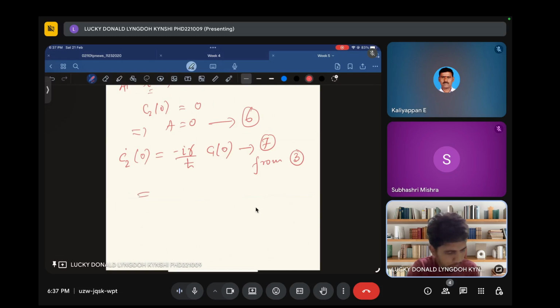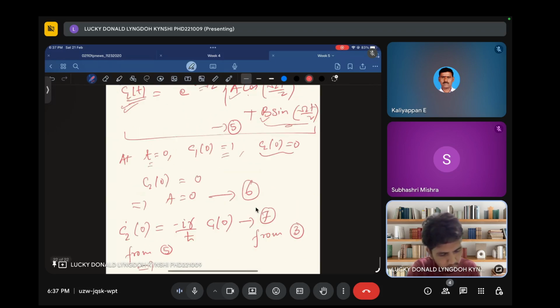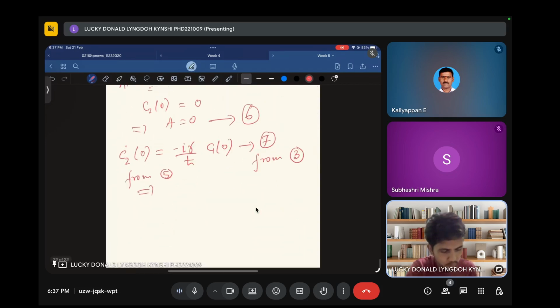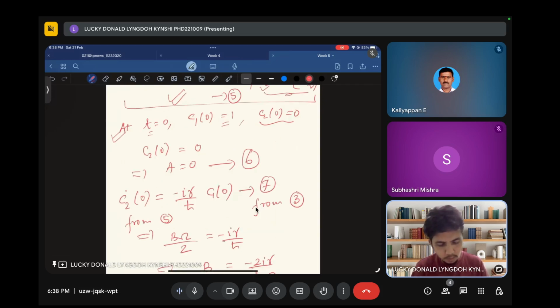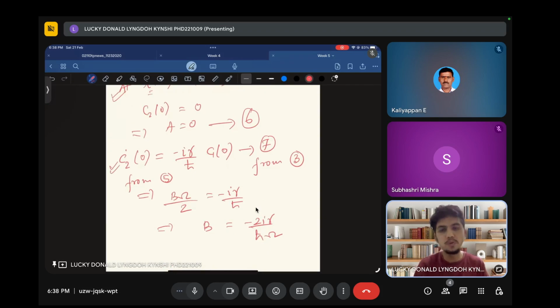Now from there, what happens? C2 dot, you will get from 5. That means from this equation, from 5, you differentiate C2 dot of 0. You will get B omega by 2 equal to minus of i gamma divided by h cross, which will be simply B equal to minus of 2 i gamma by h cross omega. So that is more or less done. If you want to solve the constant parameters, first of all you look at the boundary condition. The boundary condition is already given to you, and for the second boundary condition you just differentiate, so the value of C2 dot is also equal to 0. That is also important.